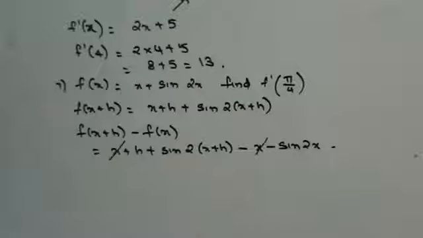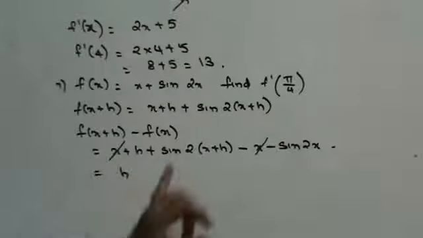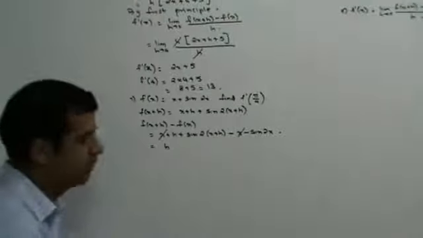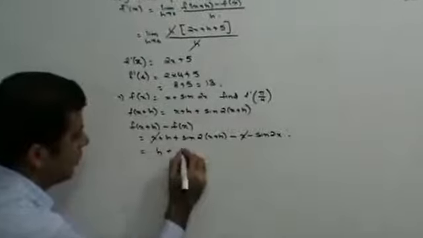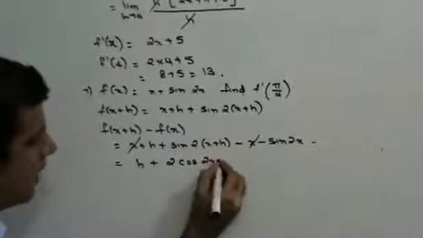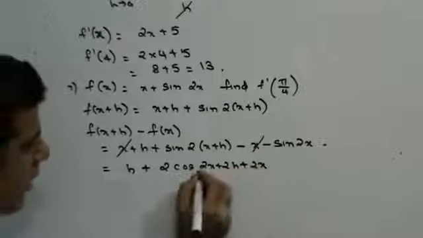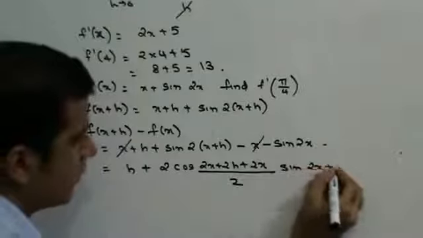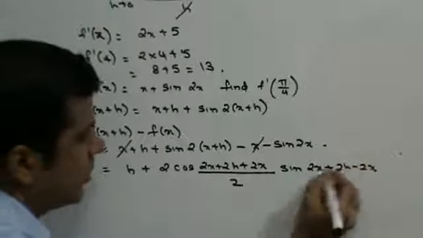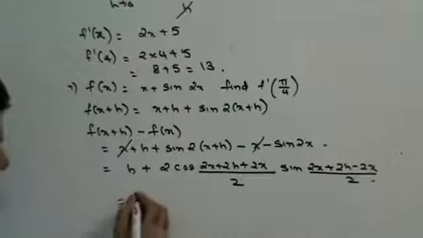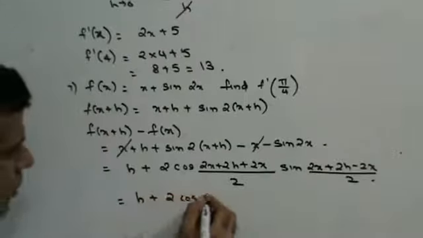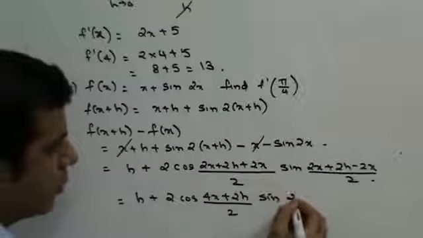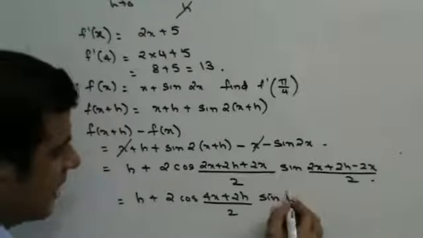x and x get cancelled. That leaves you with h. For these two terms, I can use the factorization formula, sine minus sine is 2 cos (c plus d) by 2 sine (c minus d) by 2. So this is going to be 2 cos of (2x plus 2h plus 2x) by 2, sine of (2x plus 2h minus 2x) by 2. So this is going to be h plus 2 cos of (4x plus 2h) by 2 times sine of 2h by 2. So that's going to give you sine h.